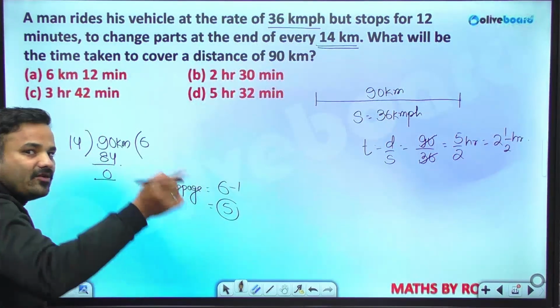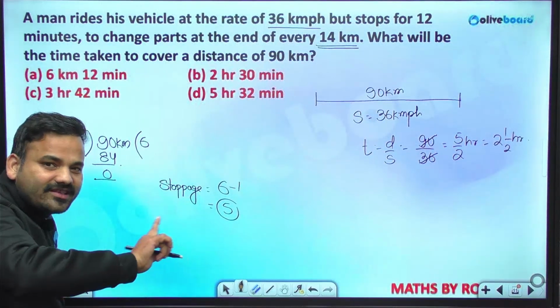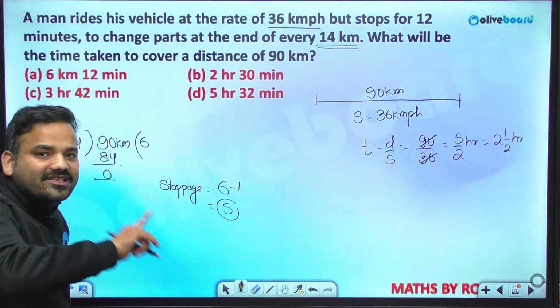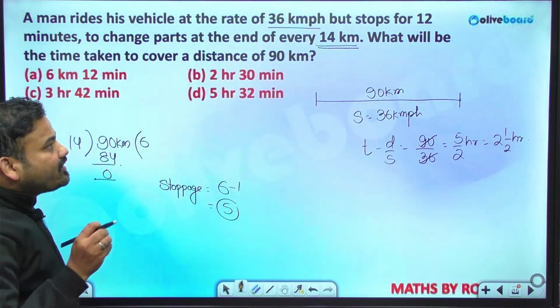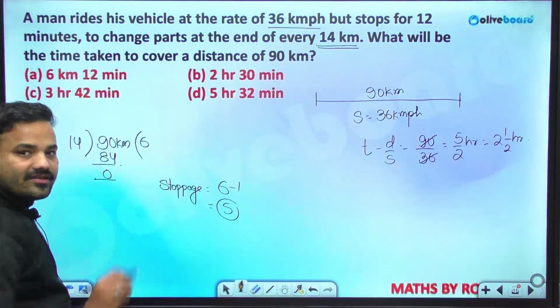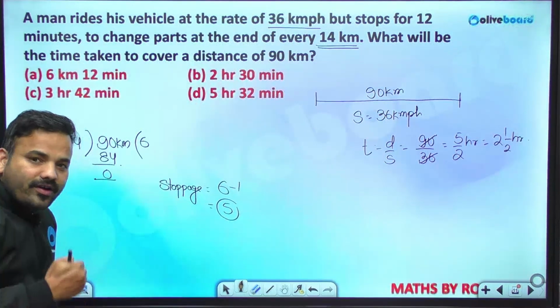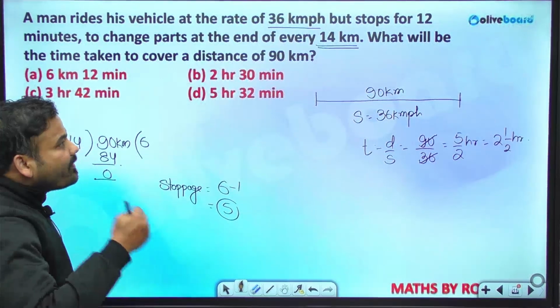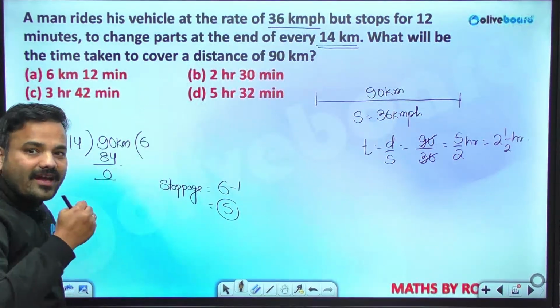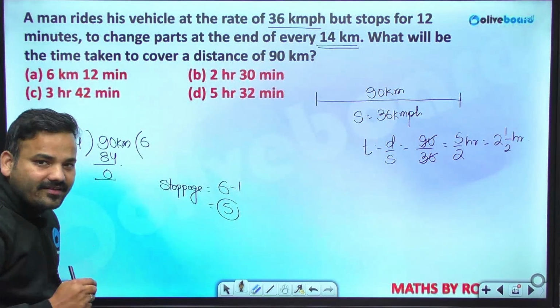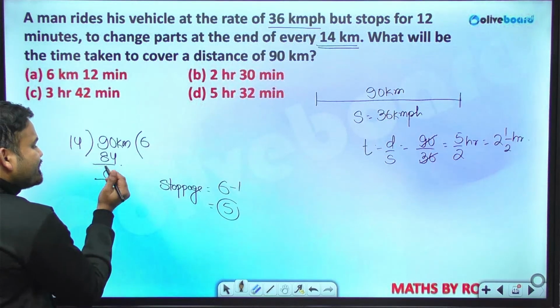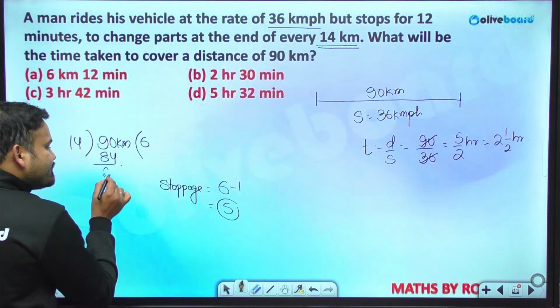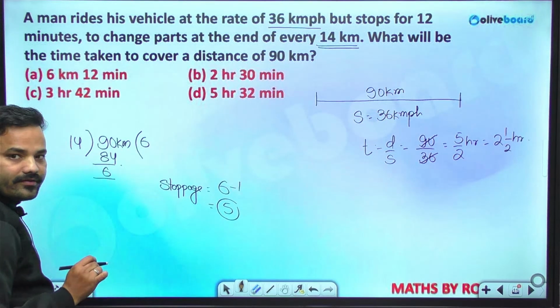Because that particular stoppage is not the destination, you are not taking this 12 minutes at your destination. On your way, let's say in a particular dhaba, he is stopping for 12 minutes. So how many dhabas will he encounter on his journey? 90 by 14, that is 6 dhabas he will encounter.